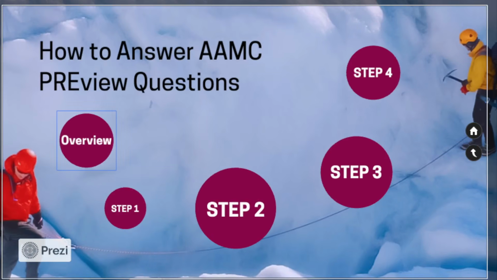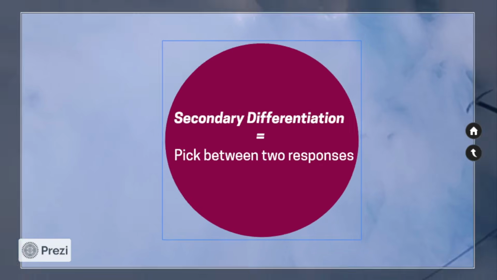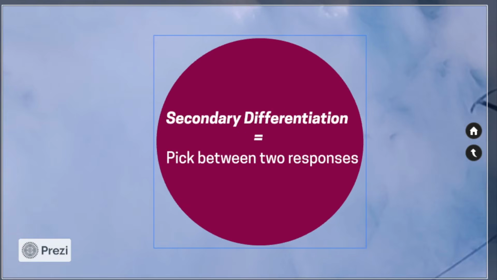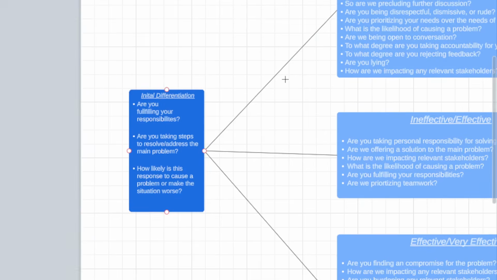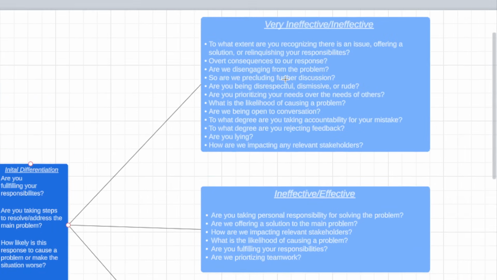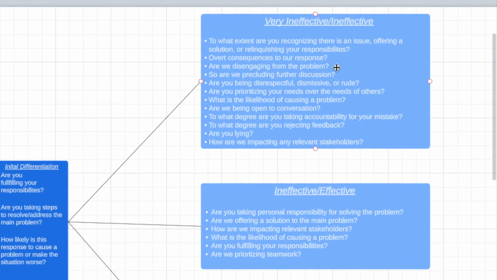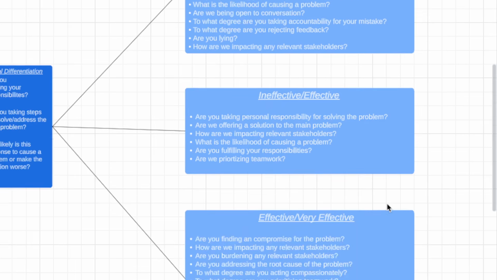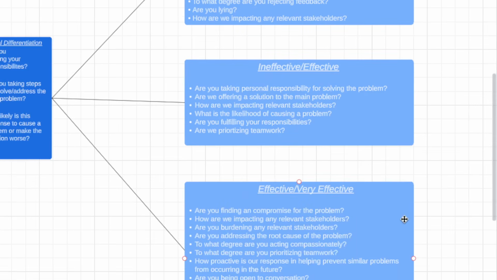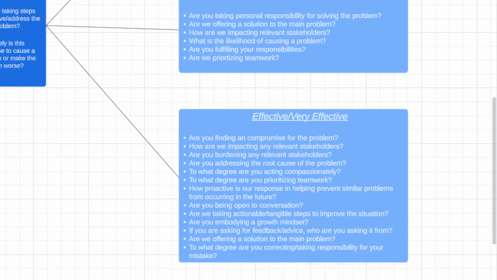How do we move on? Well, if you can tell, we're going to narrow down our 2 responses into 1, right? We're going to pick one answer between our 2 responses. So how are we going to do this? Well, similarly, we have a list of questions for differentiating very ineffective or ineffective answers, ineffective or effective answers, and effective and very effective answers, right? We have these questions that we've come up with as we've gone through the practice test.